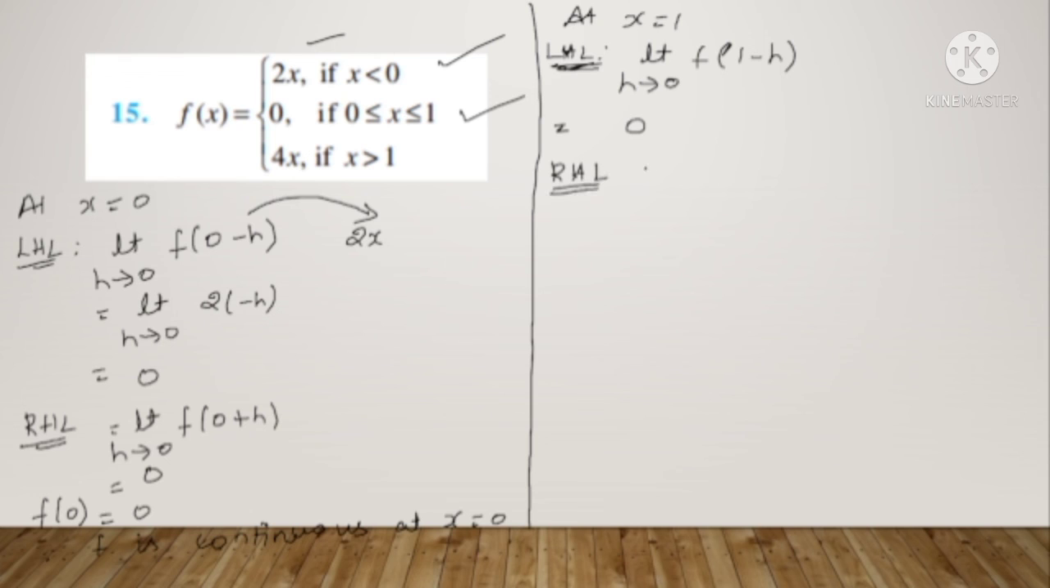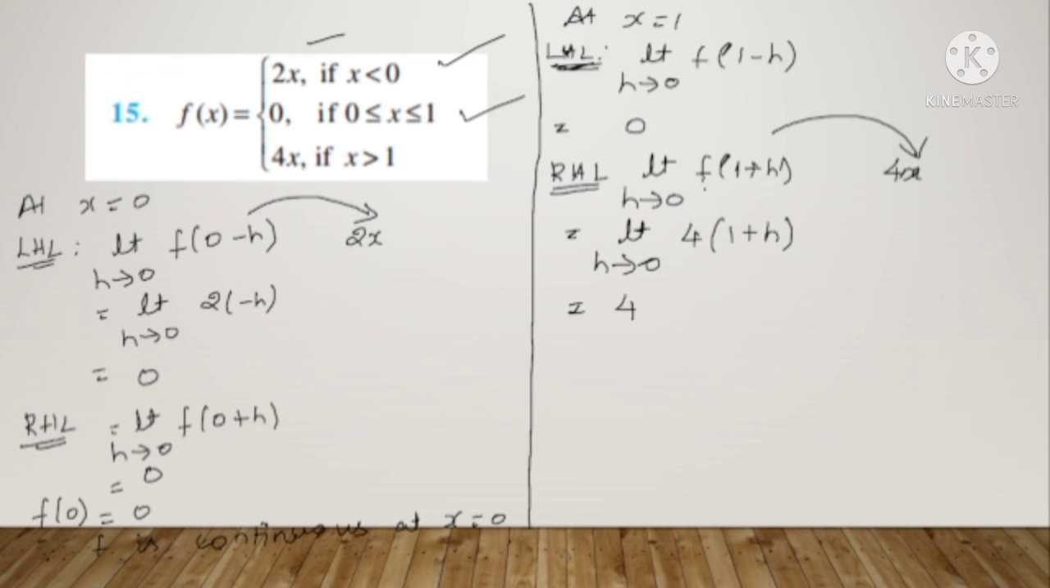Next the right hand limit, limit h tends to 0, f of 1 plus h. So some number is added with 1. So what will be the function? The function is 4x. So in the place of x we have to substitute 1 plus h. Limit h tends to 0, 4 into 1 plus h. So when I apply the limit, h value as 0, we get 4 into 1 plus 0, which is nothing but 4.